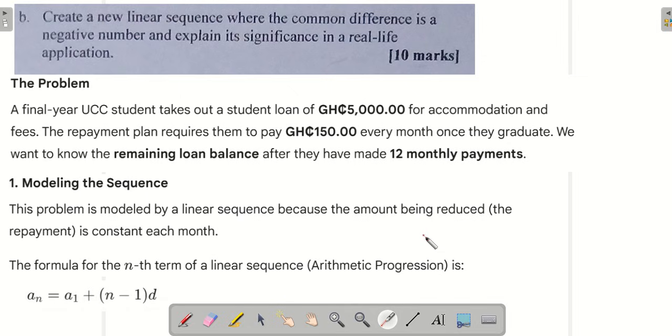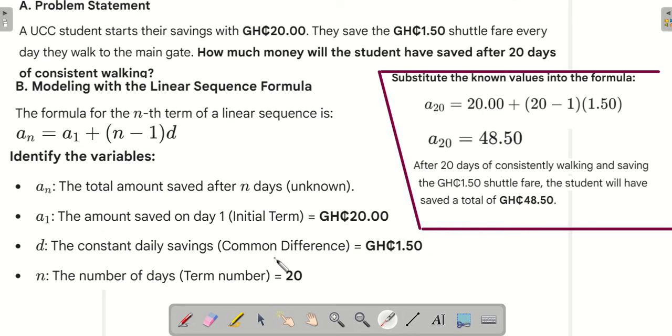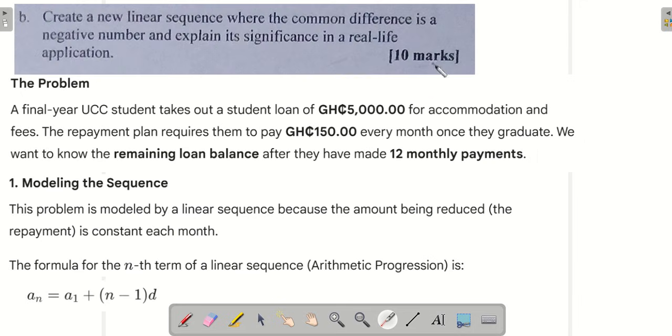Now the B part of the question says to create a new linear sequence where the common difference is a negative number and explain its significance in real life. Now you can see that here the common difference was positive, so that is correct. So now we want to model a negative common difference. So let's take this question.